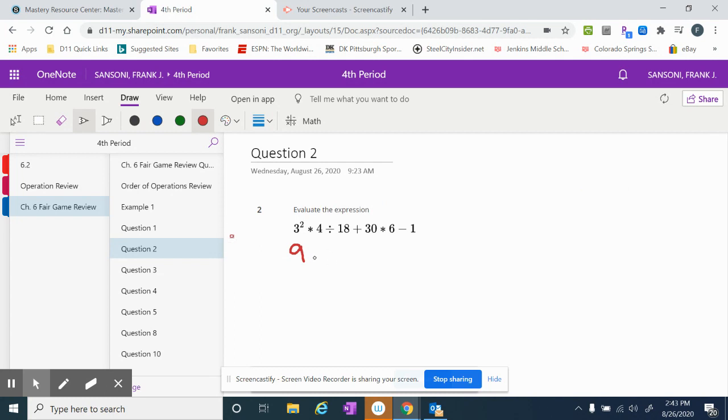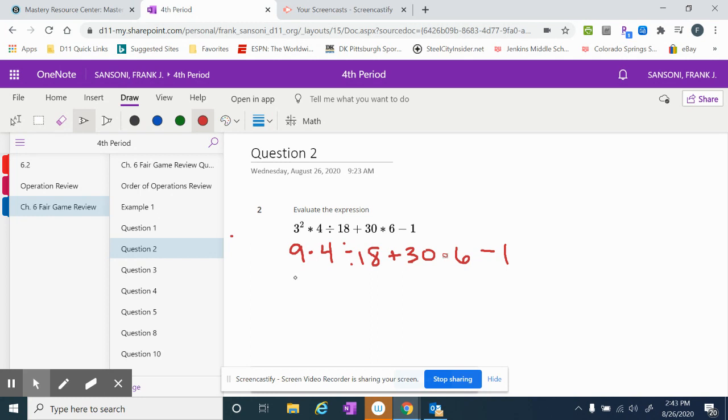And so I have 9 times 4 divided by 18 plus 30 times 6 minus 1. Look at this. I have multiply, divide, add, multiply, subtract. So I'm either going to do multiply or divide first. I just have to read it from left to right, just like you read a book from left to right. So I'm going to go 36.